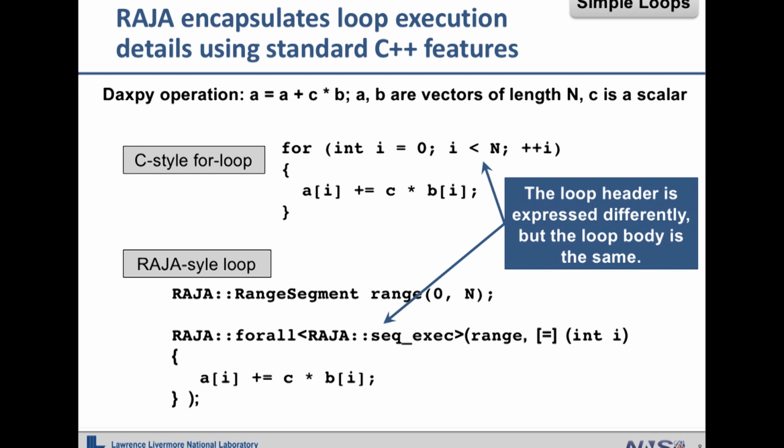So if you convert that into a Raja loop, the range that you're iterating over becomes a range segment, which is just these contiguous indices from 0 to n-1. The actual for statement is replaced with a call to RAJA::forall. And the loop body stays the same, but we put it inside a lambda function.